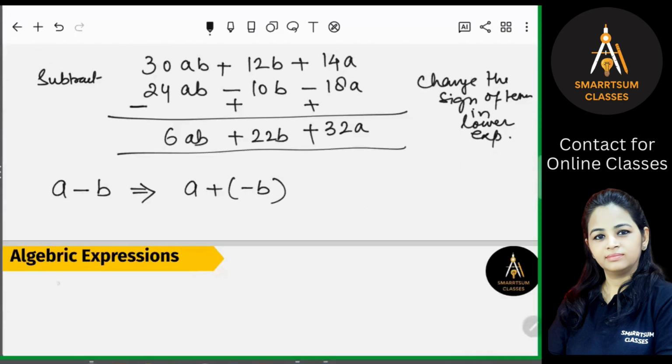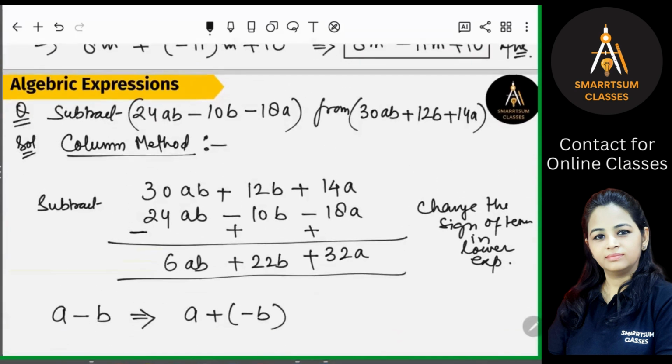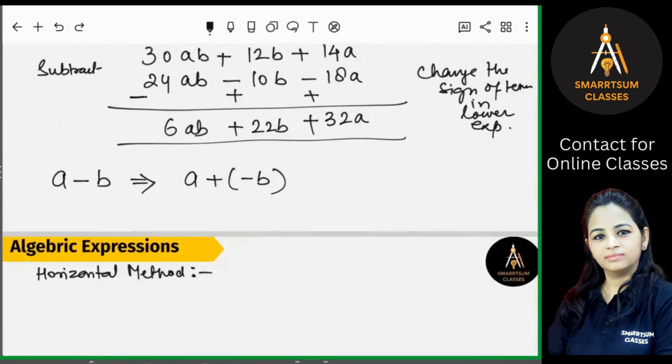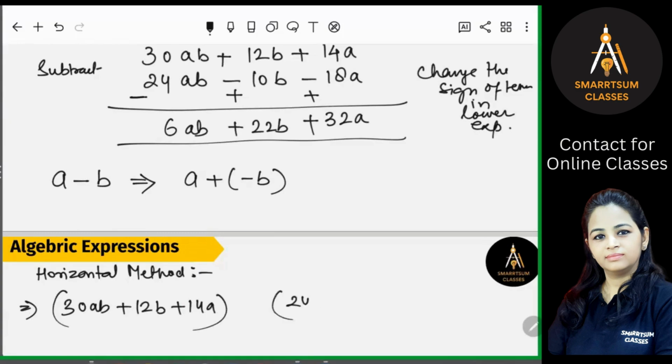Now let's do the same question with the horizontal method. What we have to do? While using the horizontal method, we will first write this expression because we are subtracting from this expression. And then we will write this expression in horizontal way, right? So let's write it down. It is 30ab plus 12b plus 14a. This is your first expression. Second expression is 24ab minus 10b minus 18a.